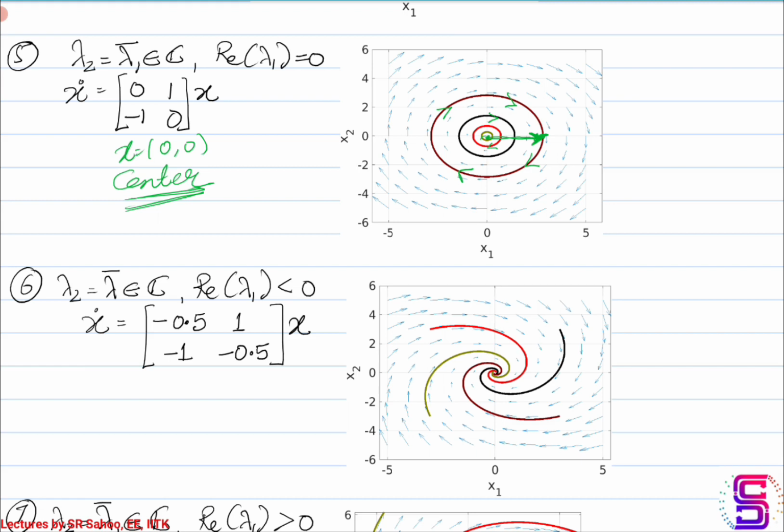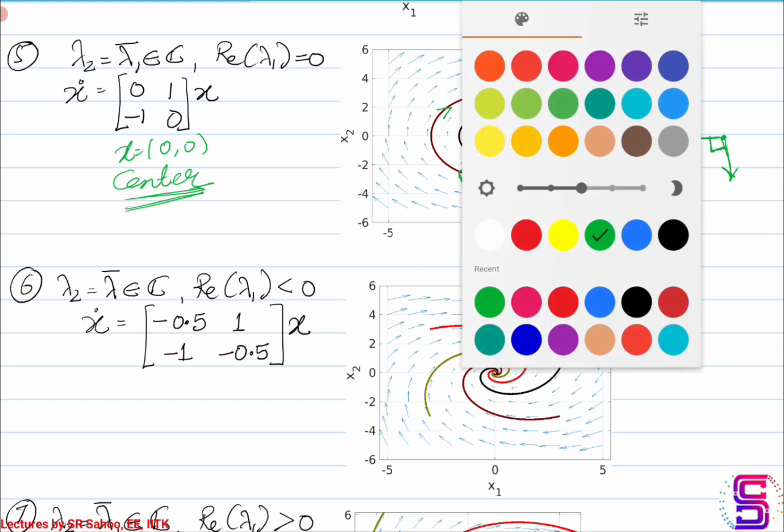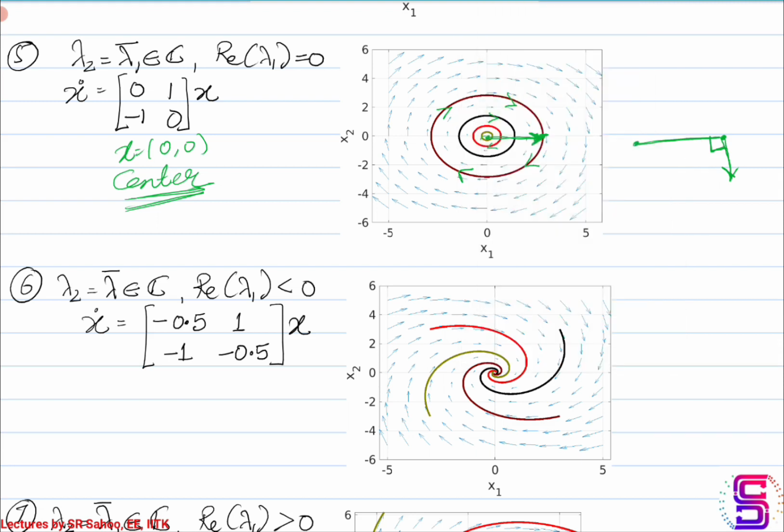Because of a negative real part, these vectors now, so earlier, if this is the radius, and this is the point of interest, this is the origin, then the vector was of this form, making 90 degrees with the radius. Now when the real part of the eigenvalues is negative, the vectors will actually point like this, making an angle of this form, which means because of this pointing, they will have a tendency to move inward.